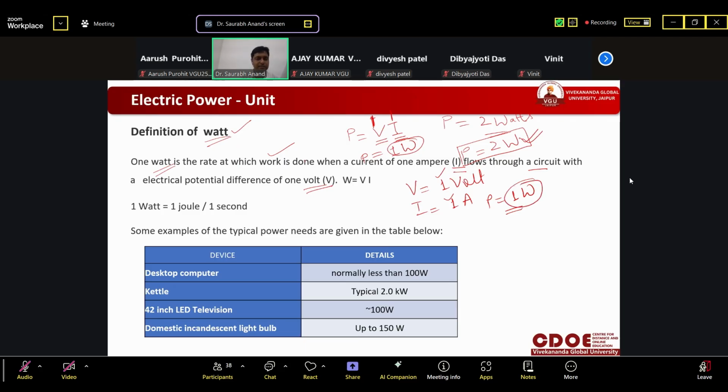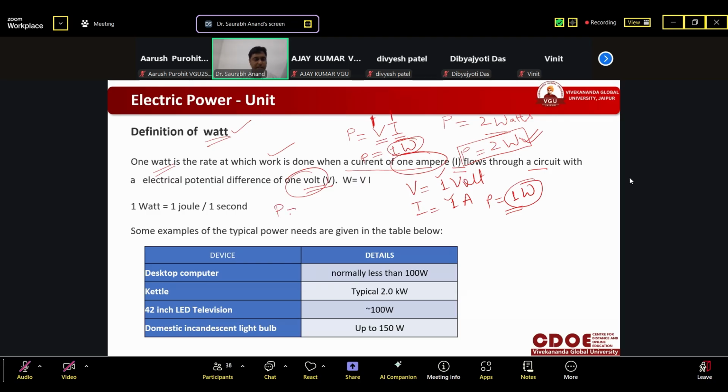That is the rate at which work is done. It is already understood from the previous definition. But how could we get this value 1 watt? That is when current is 1 ampere and voltage is 1 volt. Then we got the value 1. Clear?